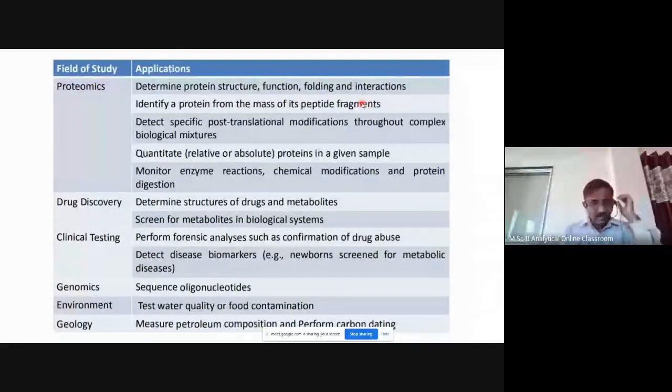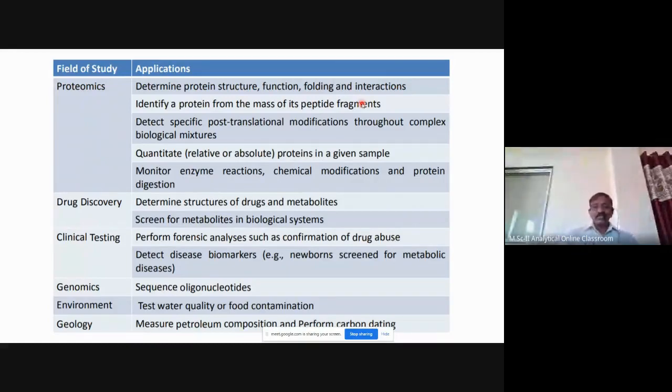Now we can see drug discovery. To determine drugs and metabolism structures, we can easily apply mass spectrometry. Then screening for metabolites in biological systems is also very useful.